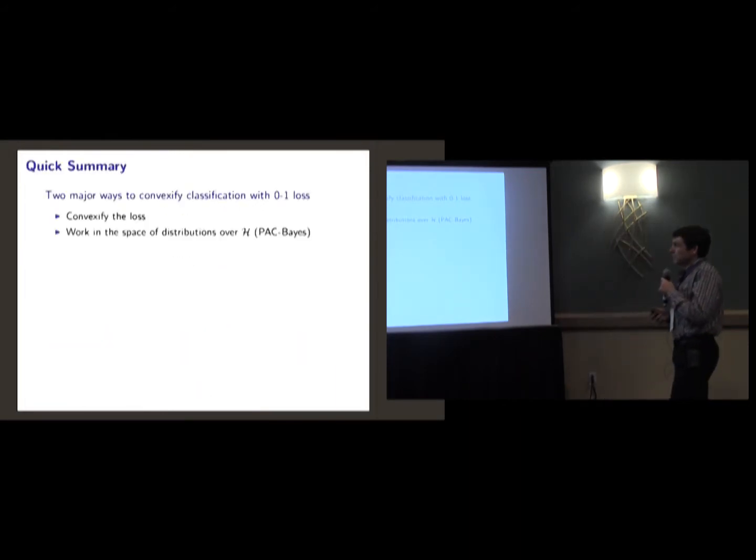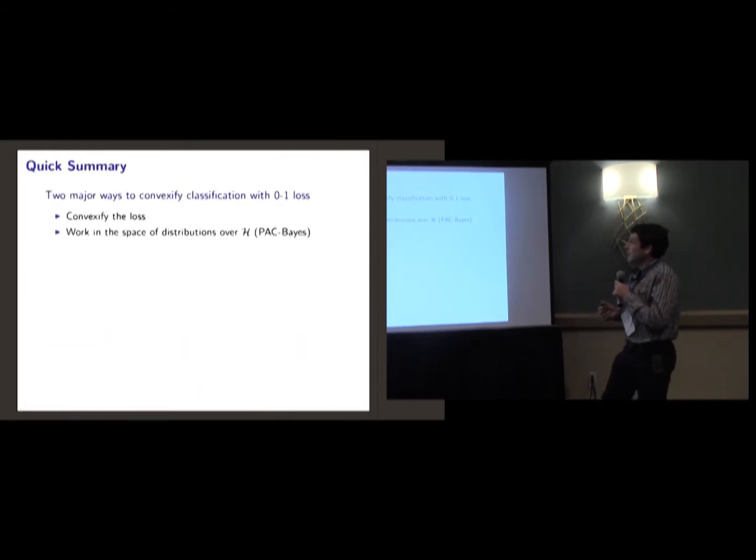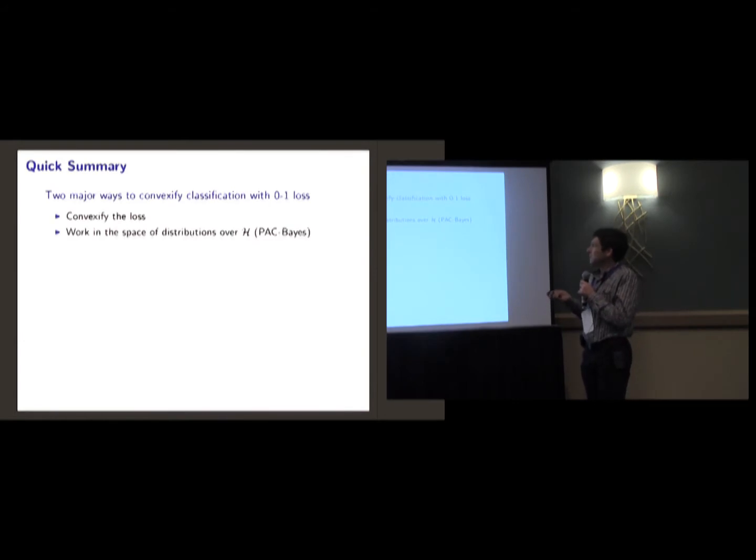So a very quick summary of what I will tell you. There are two major ways to convexify classification with 0-1 loss. The first one is to convexify the loss, and the second one is to work in the space of distributions over a hypothesis space. That's the PAC-Bayesian way, and the one we are taking.